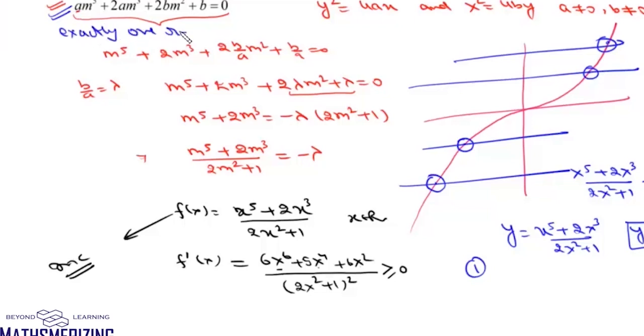So the only possibility in this case is that it will always have exactly one real root for all values of a and b when a and b are unequal to 0. So the maximum number of common normals between these two given parabolas will always be 1 and not 5.